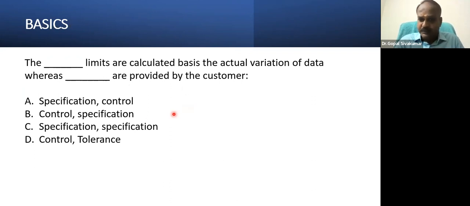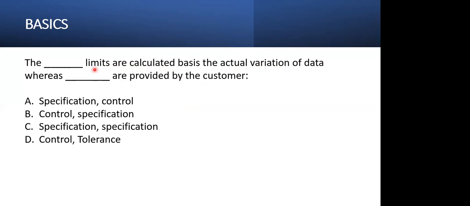Hope all of you understand the previous question. The specification limits are calculated basis the dash limits are calculated basis the actual variation of data, whereas dash are provided by the customer. What will be the answer here? Control and specification. Very good.